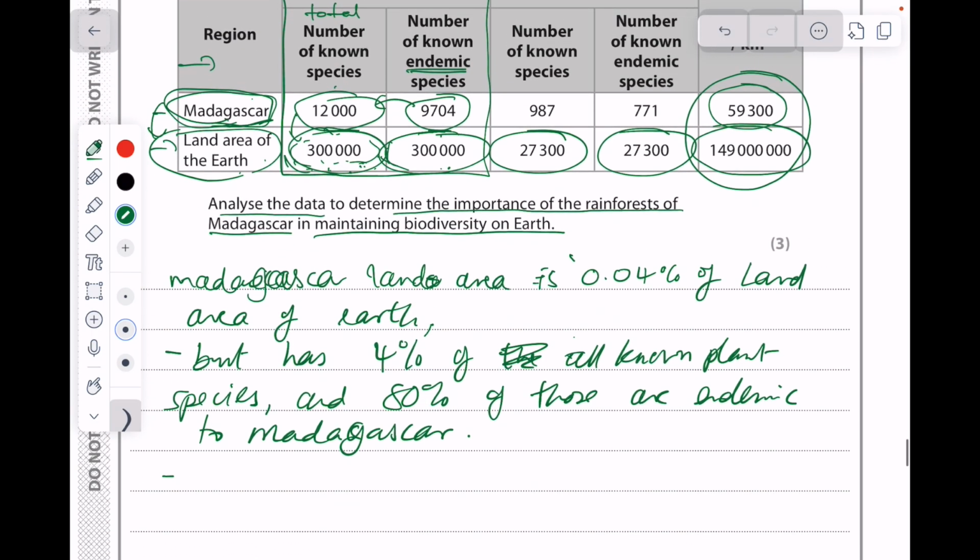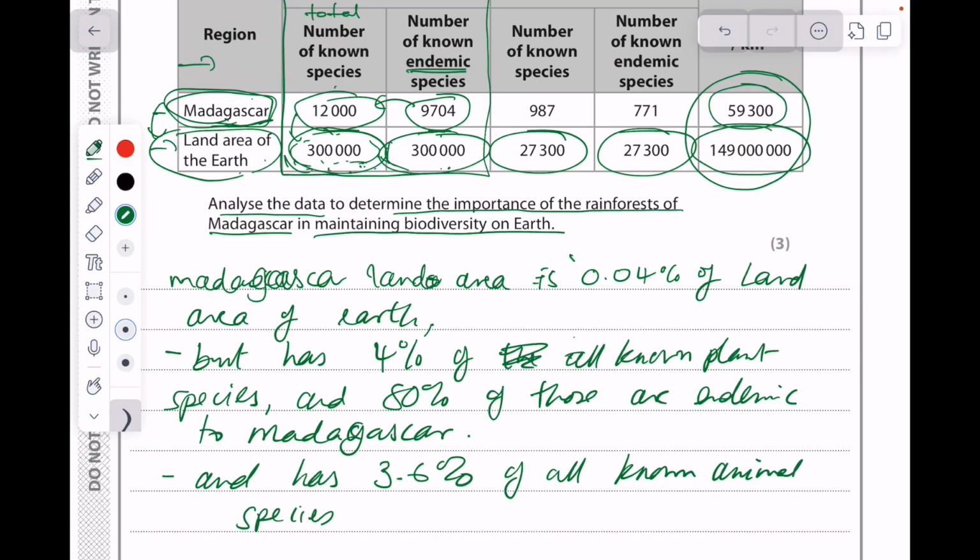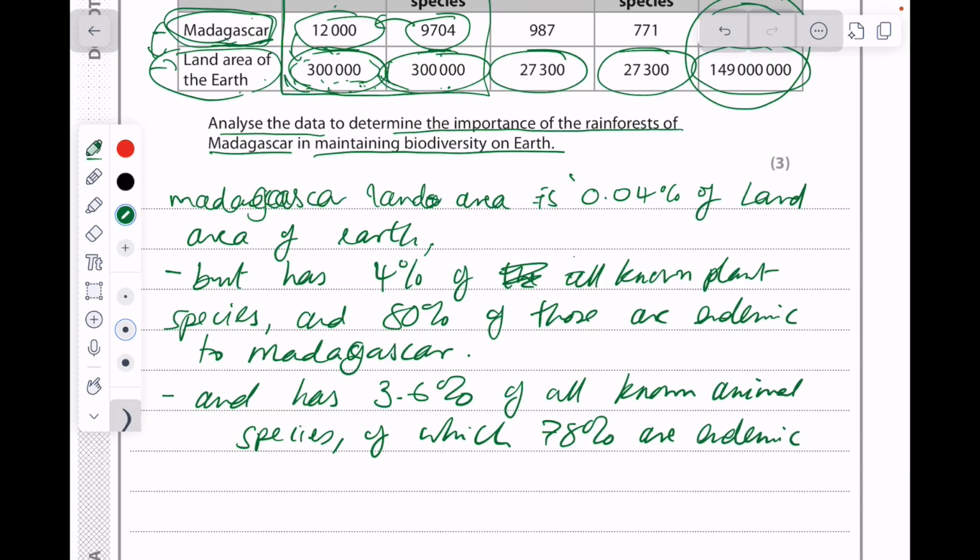And in terms of the vertebrate animals, let's do a similar thing. 987 divided by 27,300 times 100 equals 3.6%. So it has 3.6% of all known animal species, of which 771 divided by 987 times 100 equals 78% are endemic to Madagascar.